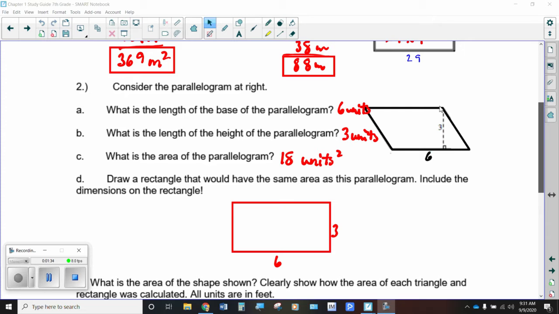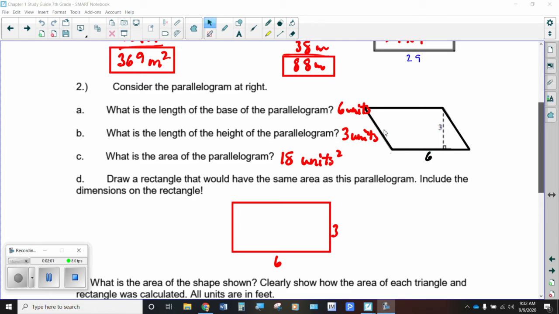The height is the distance between the base and its parallel side on the other side of the parallelogram at a right angle. So this must be measured as a right angle. You can't measure this side and call that the height. Okay, so the height is always perpendicular to the base. That's the rule. So this information is given. Luckily, we don't have to use any extra math to try and figure out what that dimension would be.